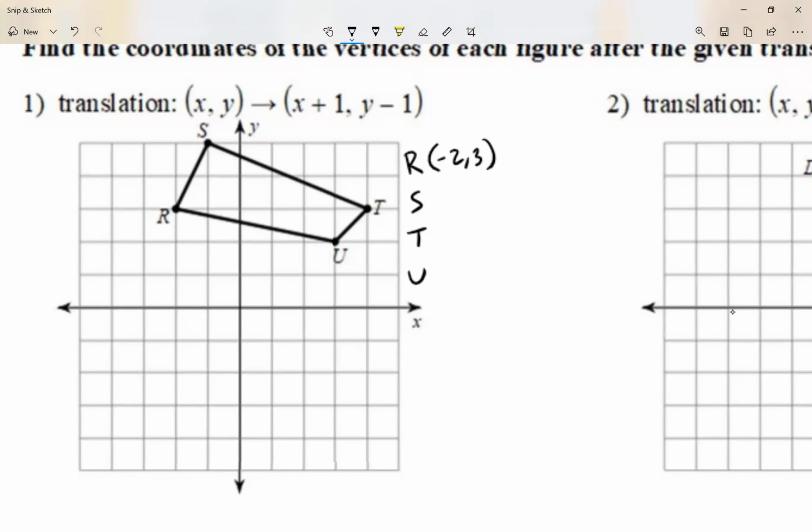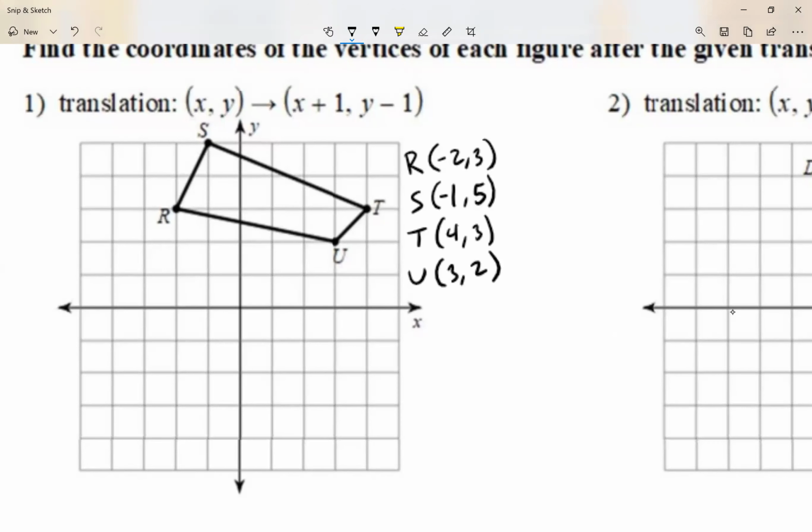Again, how to write coordinates, we saw that in algebra. The coordinates of point S are -4, +5 in this case. The coordinates of point T are 4, 3, and the coordinates of point U are 3, 2.